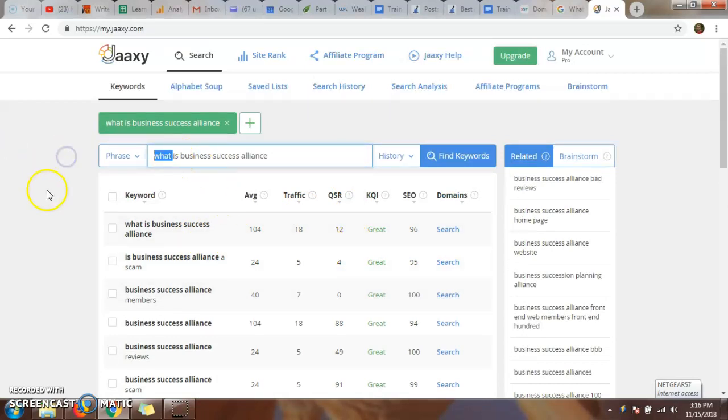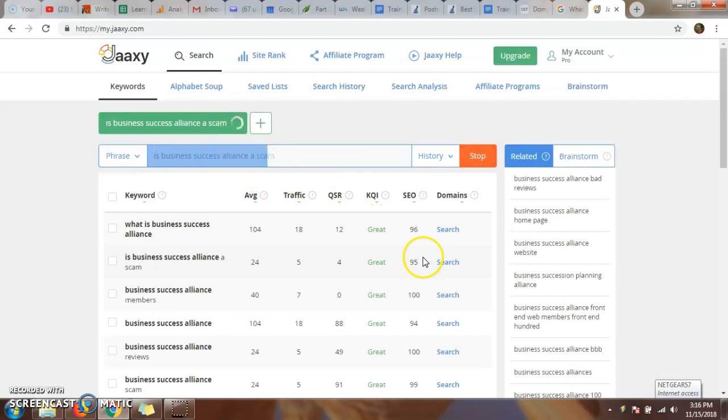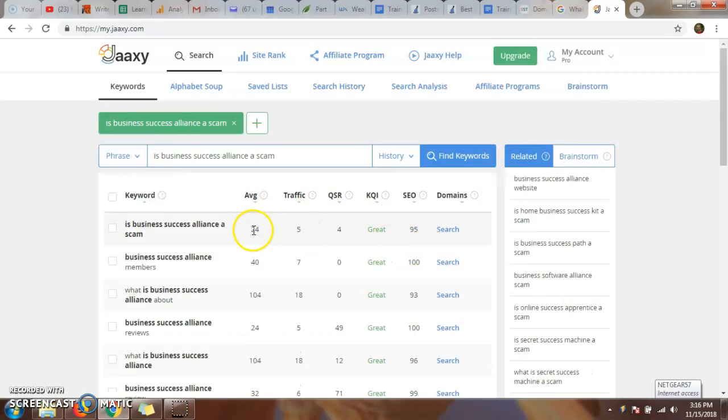The same thing is true with "is Business Success Alliance a scam." If we look at that here in just a second, we'll see that it only has 24 monthly searches. It's got a great SEO score above 90, really low competition, but the monthly searches are lower. Also, what you'll find is that when you rank high for one keyword phrase, you'll rank for these other phrases. I'm pretty sure that we rank for these in the top spot, if not the number one spot.